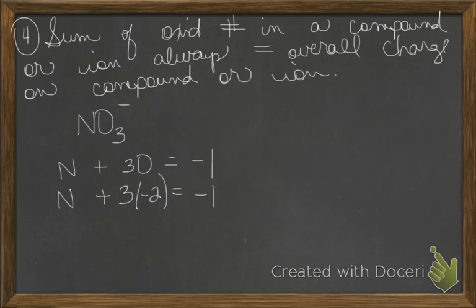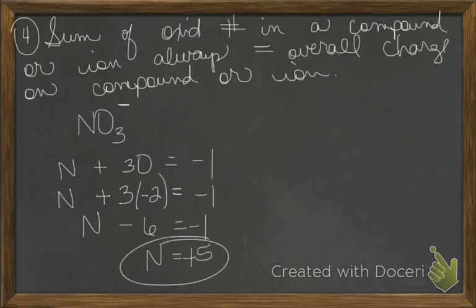Okay? What we've done here is we've set up an algebraic equation. We started out with N plus 3 O's equals -1. We had 2 variables, N and O. We know that O is -2 because 9 times out of 10, that's what O is. It's -2. Unless it's by itself, plain old oxygen, it's going to be 0. And there's a couple of other special exceptions as well. We plug in the -2 for the O and we solve for N. So if we follow through, N minus 6 is equal to -1, and we add 6 to both sides, we see that N is +5. That is the oxidation number for the nitrogen in this example, +5.